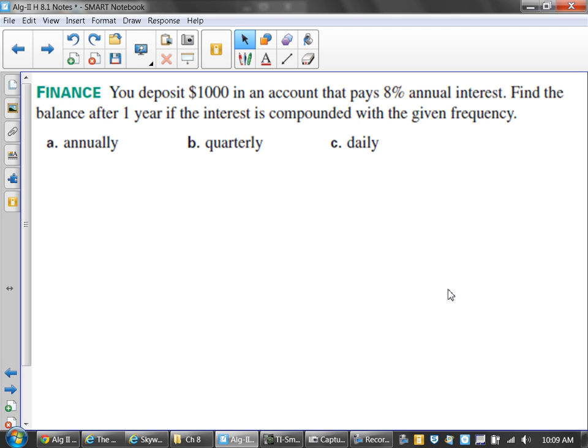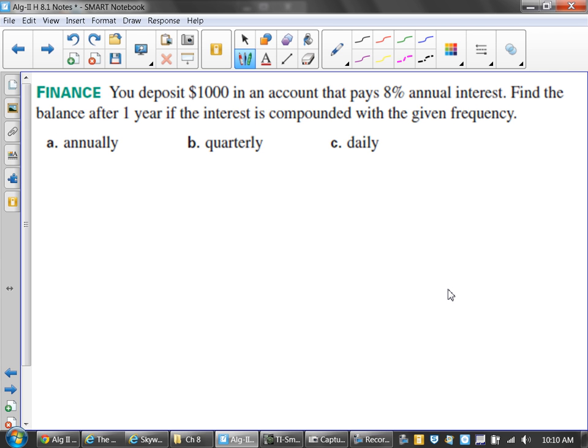Let's try another one. Take a look at this one, and I want you to try and see what happens within the 3 different possible compounding styles here. You have a deposit, you're putting $1,000 into an account that pays 8% annual interest. Find the balance after 1 year if the interest is compounded within the given frequency.